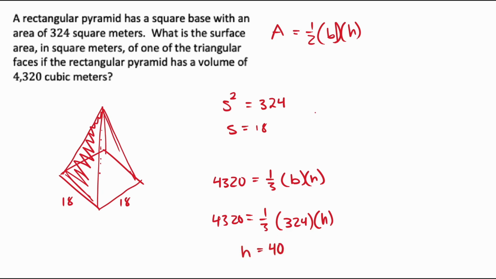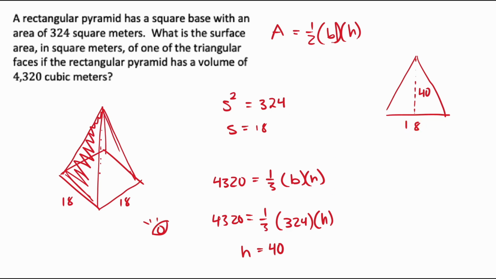So that means that if we look at the pyramid basically from the side, and it looks something like this, then that means that this right here is going to be 40. And once again, imagine you're looking at it straight from this side, right here, then we know that this base length is 18. So this whole bottom is 18.